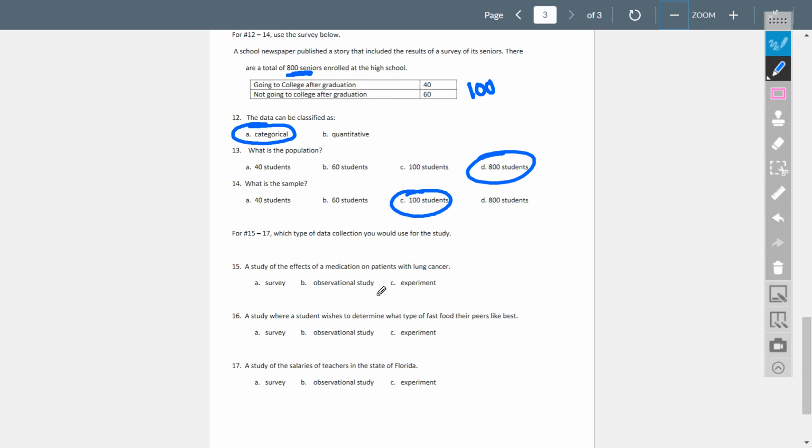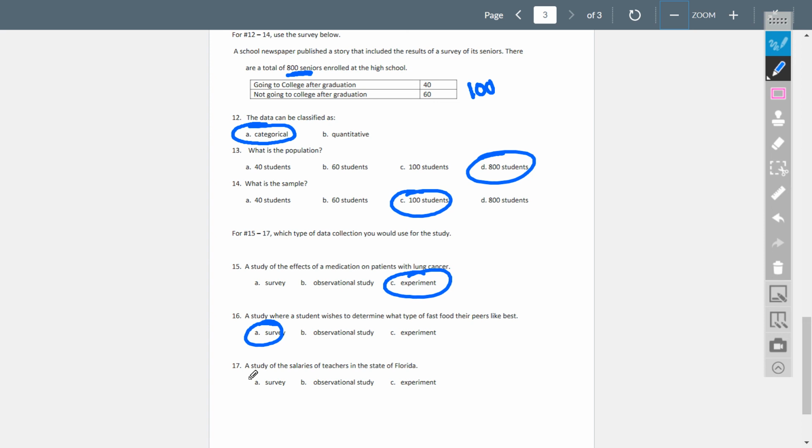For 15 through 17, which type of data collection would you use for the study? A study of the effects of medication on patients with lung cancer. This is an experiment because you have to give them the medication, so you have to interfere. So that's an experiment. A study where a student wishes to determine what type of fast food their peers like best. This is probably a survey because you have to ask people questions to figure out what food they like. This is not information that's readily available. You have to ask them.